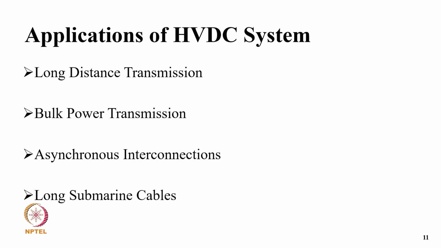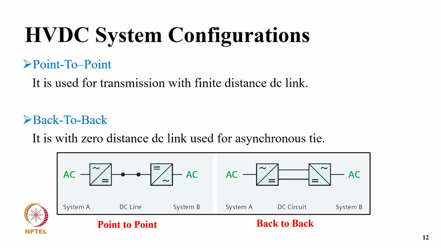Now, applications of the HVDC system. The first application is long distance transmission, then bulk power transmission, synchronous interconnection, and long submarine cables. Virtually it started with the concept that beyond typically 35 miles, 50 kilometers, the AC charging current in the cable becomes substantially high. So to curb that problem, DC transmission, especially underground and in the sea or water, is preferred.